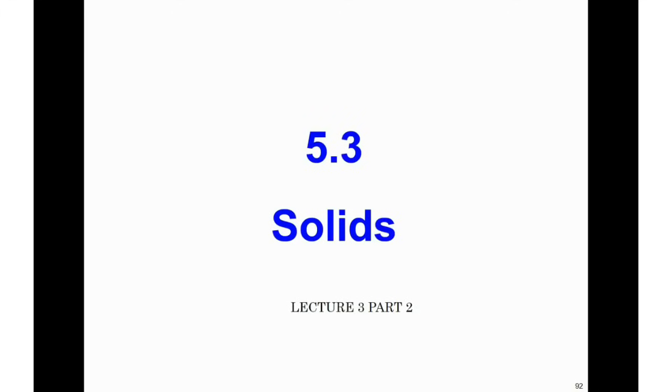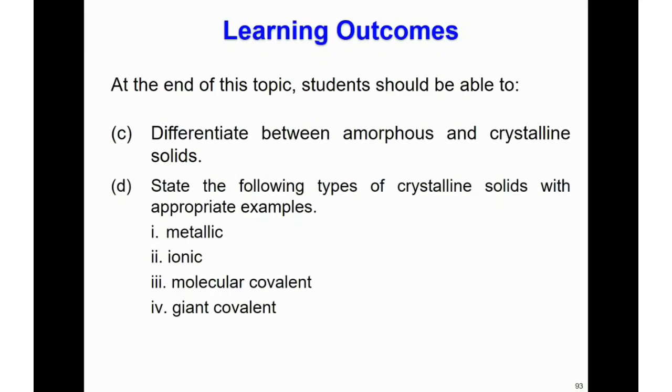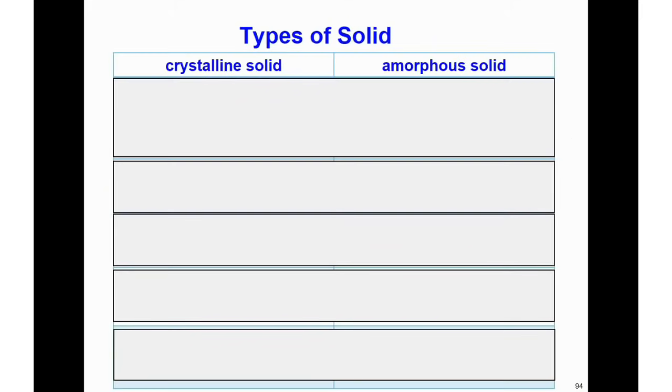Now let's continue the second part of lecture 3. For the learning outcome in this video, students should be able to differentiate between amorphous and crystalline solids, then state the following types of crystalline solids with appropriate examples. Number 1, metallic. Number 2, ionic. Number 3, molecular covalent. And number 4, giant covalent.